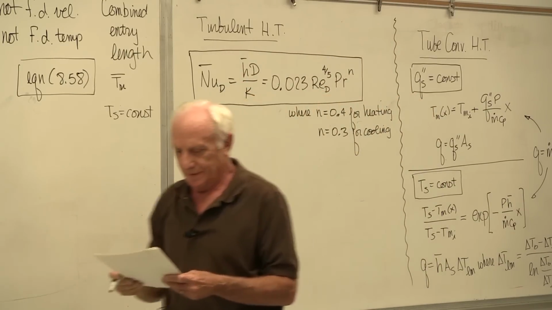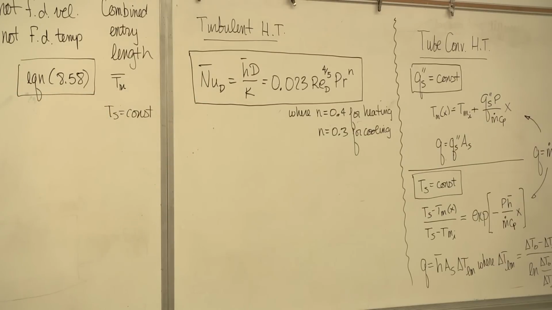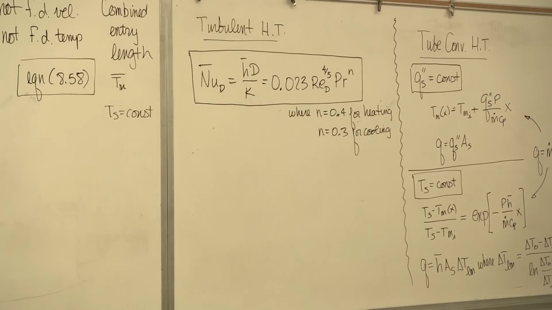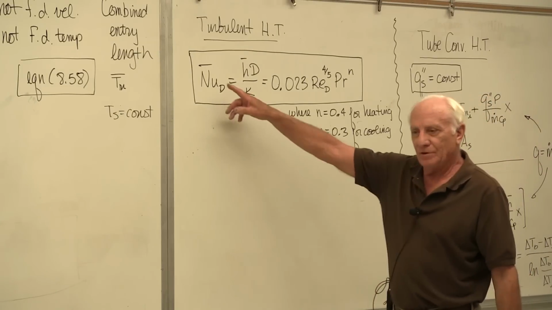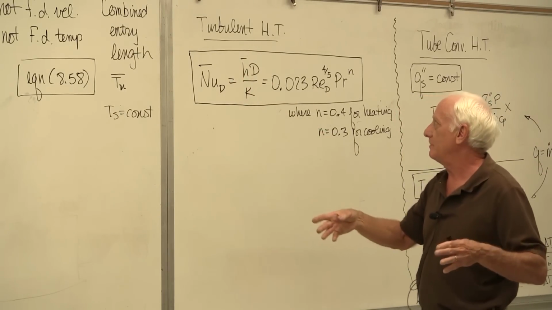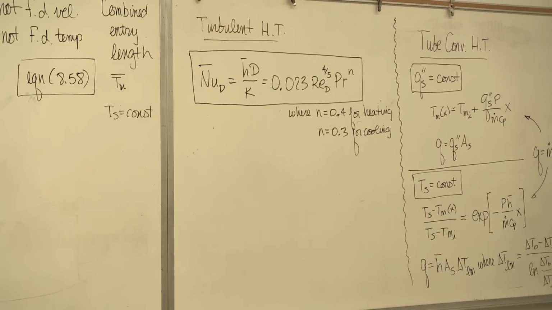That came from taking experimental data for fluid mechanics and then using Reynolds' analogy to convert that to heat transfer. Chapter 6 stuff combined with chapter 8 stuff. The bar again, what does the bar mean? The bar means the average over the length of the tube, L.